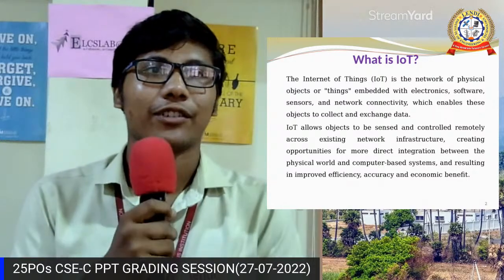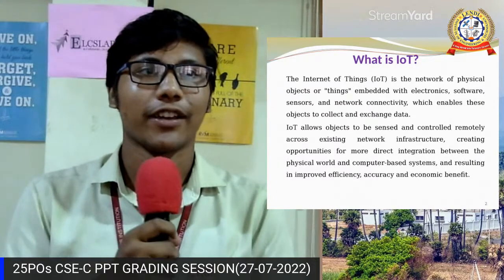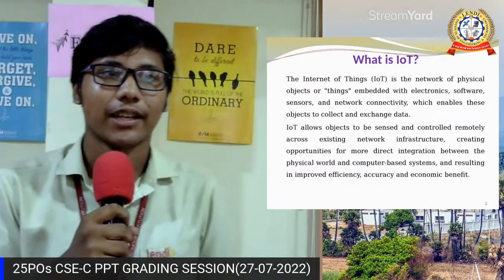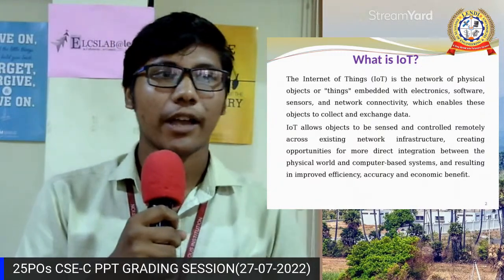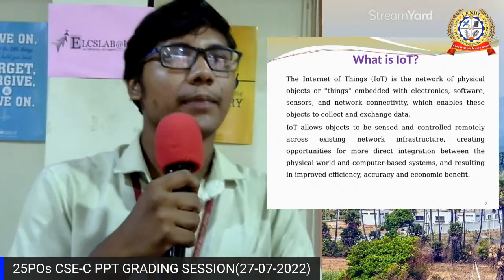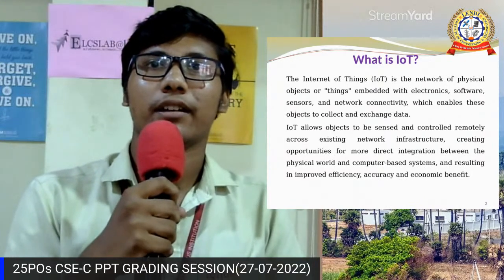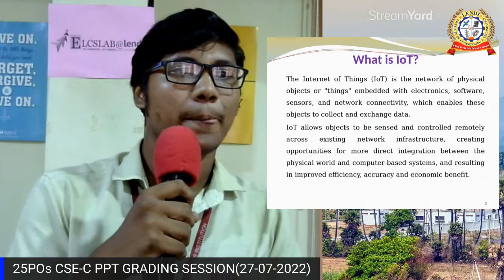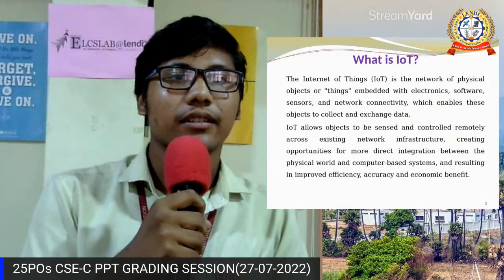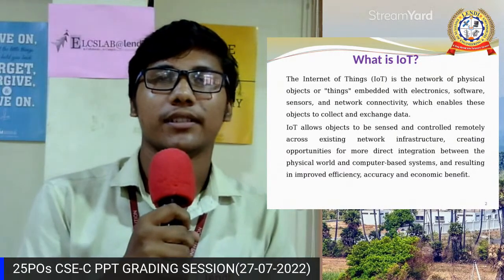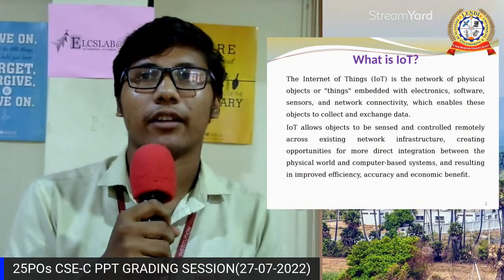The Internet of Things is a network of physical objects or things embedded with electronics, software, sensors, and network connectivity, which enables these objects to collect and exchange data. IoT allows objects to be sensed and controlled remotely, with opportunities for more direct integration between the physical world and computer-based systems, resulting in improved efficiency, accuracy, and economic benefit.